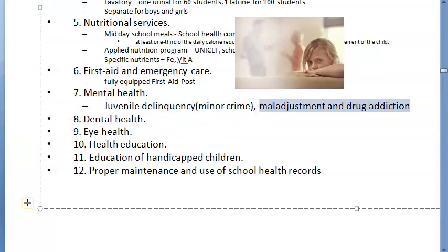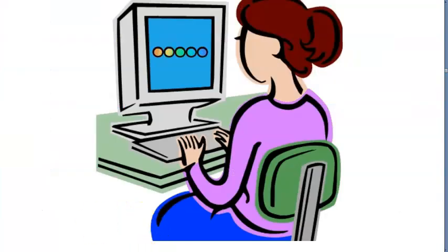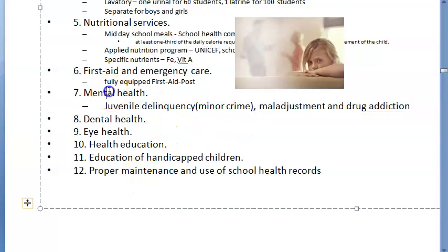In the school, you can shape the child's behavior and promote mental health. So, the school teacher has both a positive and a preventive role. The school environment should give enough relaxation time so that they are able to unwind. Coming to dental health, guys, now we are going to specifics like dental health, eye health, and standard things again, health education of the handicapped children.